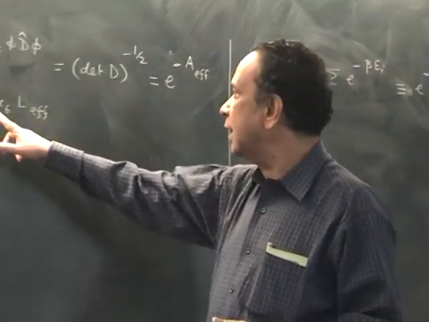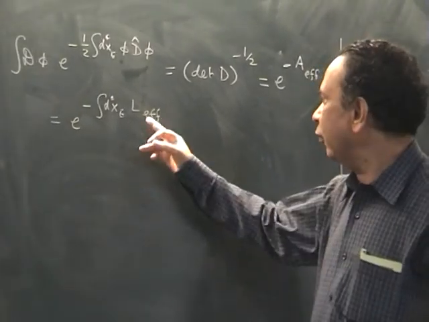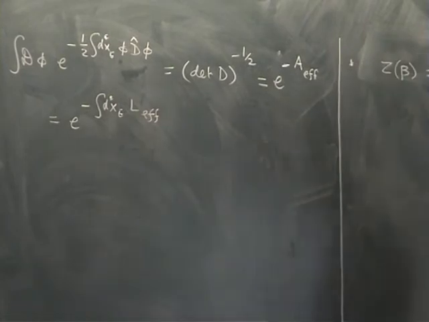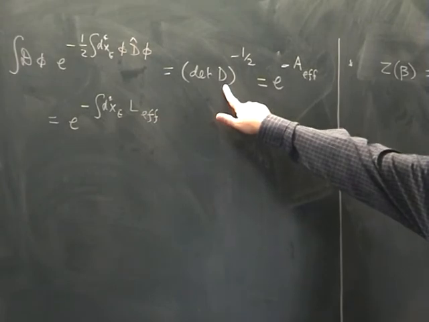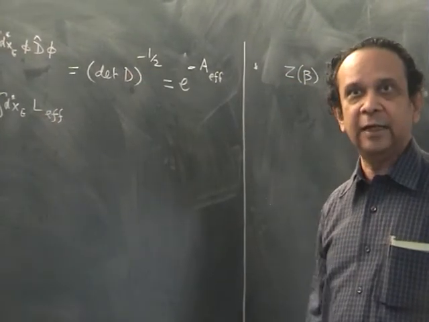Fine. So we will write this as the quantity d4x times L effective, and we want to know what is L effective. So how do we find that out? We already know what it is. This quantity is just determinant of D to the minus half. So we just have to figure that out.